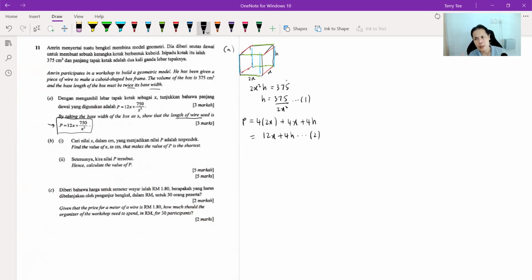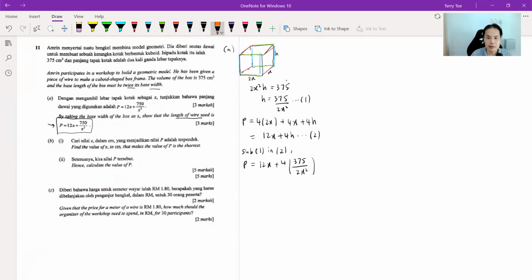Remember, every time you have two unknowns, h and x in this case, you always have to form two equations. And we need to substitute equation 1 inside equation 2. By substituting h inside, you notice your h is 375 over 2x squared, right?